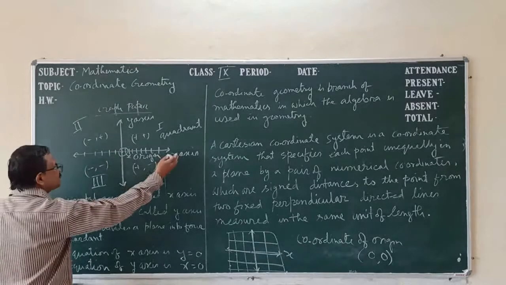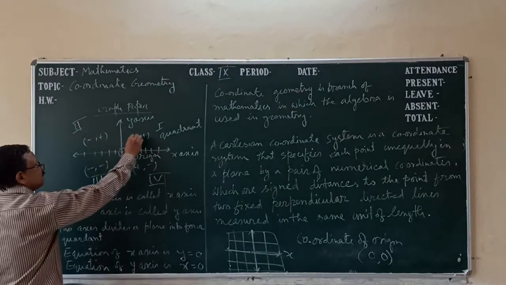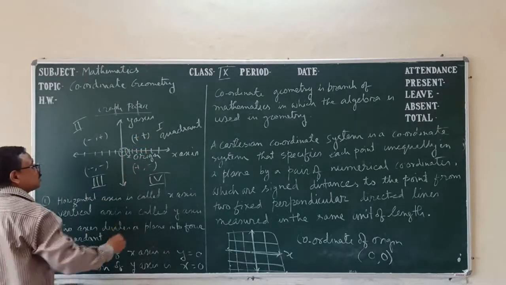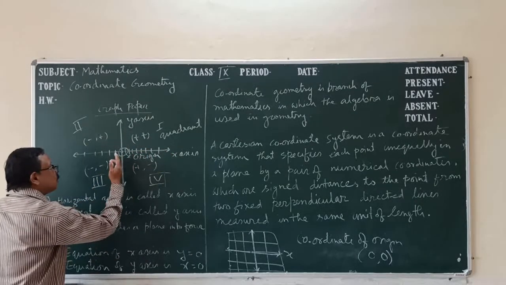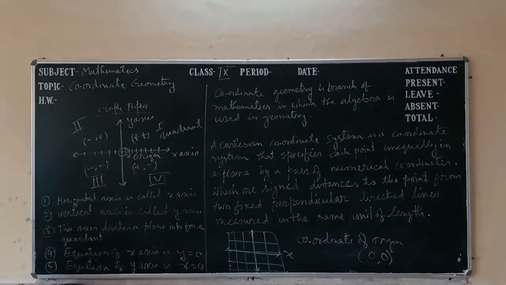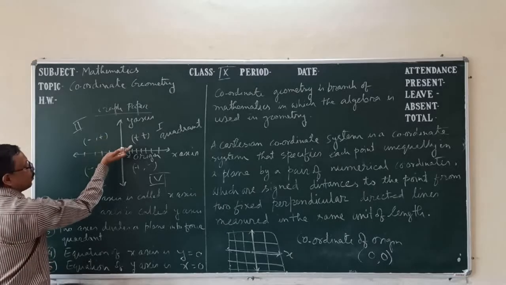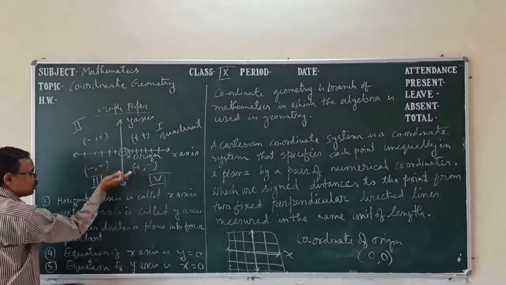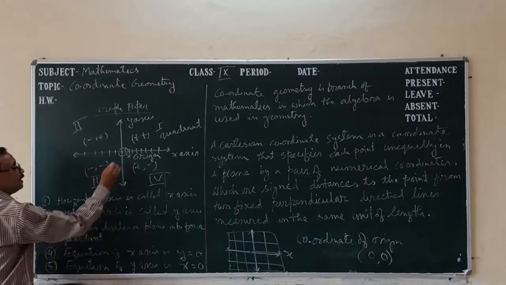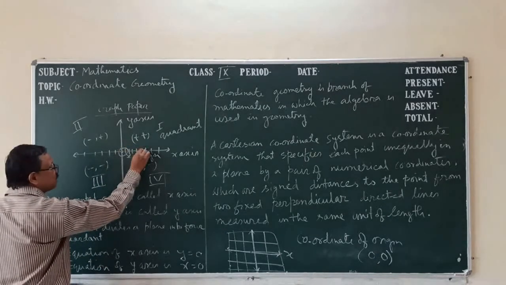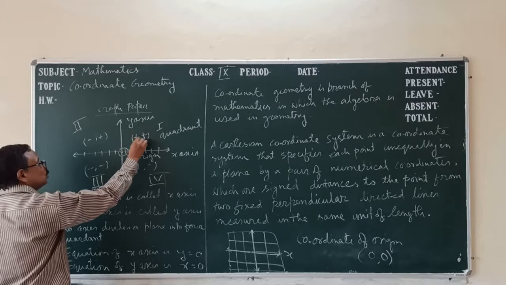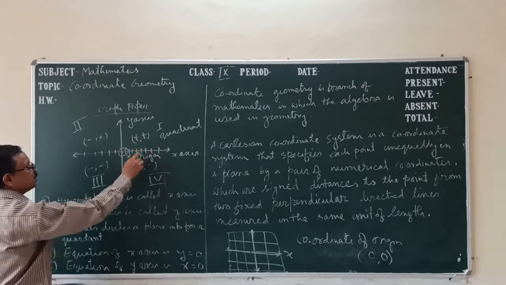So in the positive direction we get plus and plus, because x is positive and y is also positive. Y is positive in the upward side, and on the downside y is negative. So in this quadrant x is positive and y is positive. Both are positive.